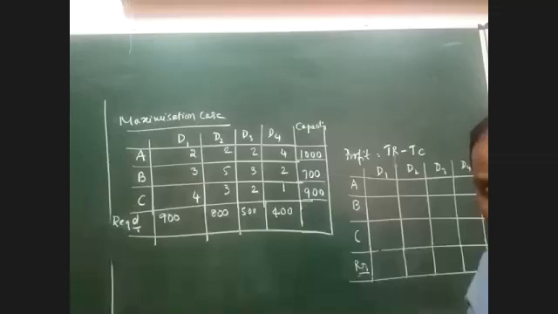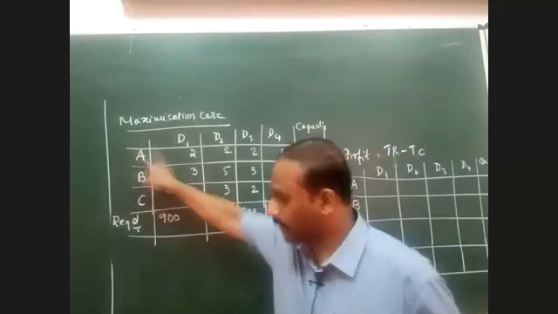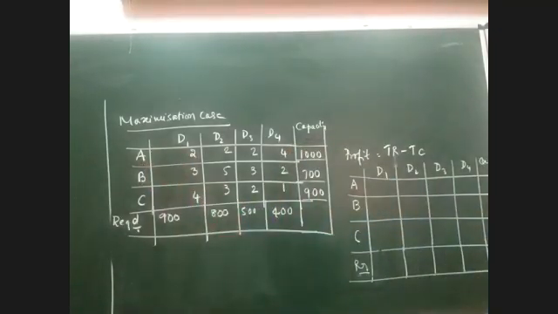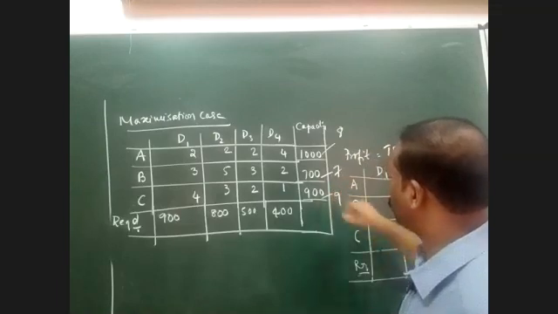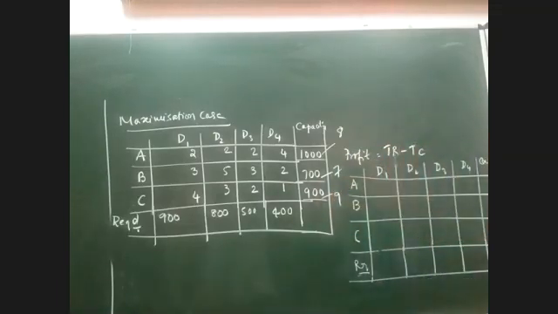The question paper very clearly says for the factory A, the revenue is how much? The revenue is 8 rupees. For factory A it is 8 rupees. Factory B is 7 rupees. And factory C it is 9 rupees.